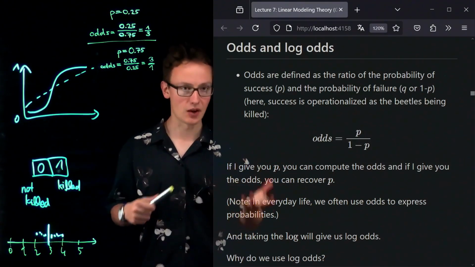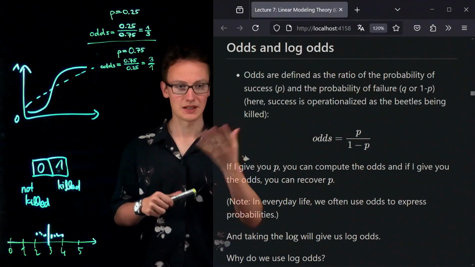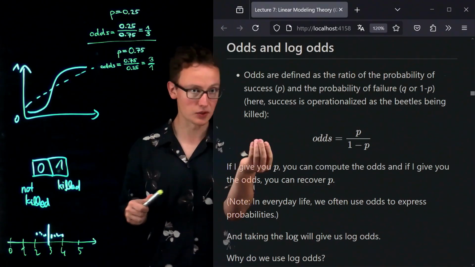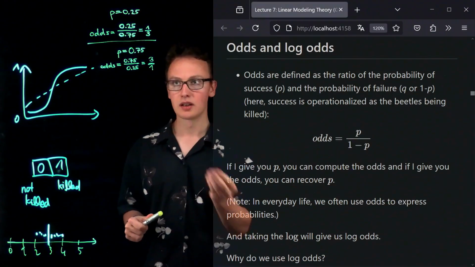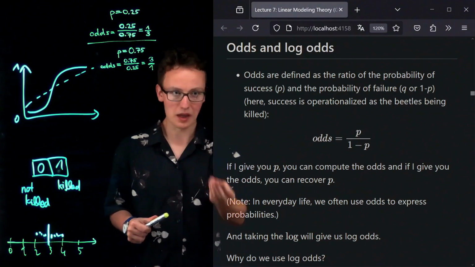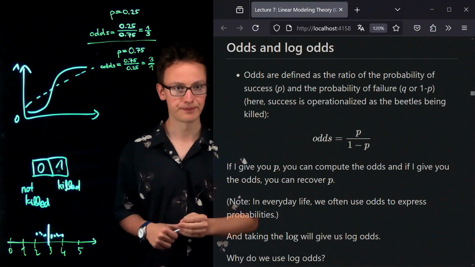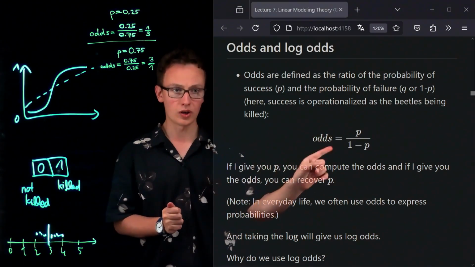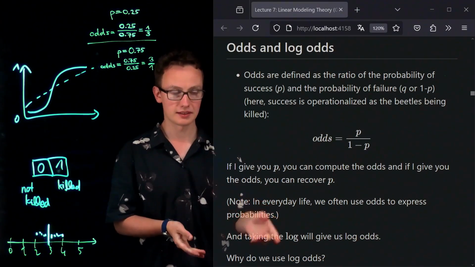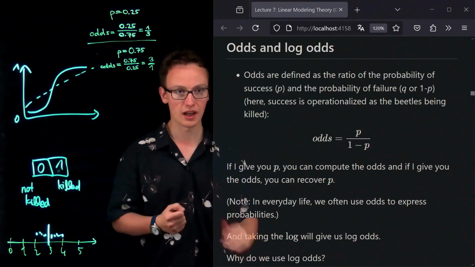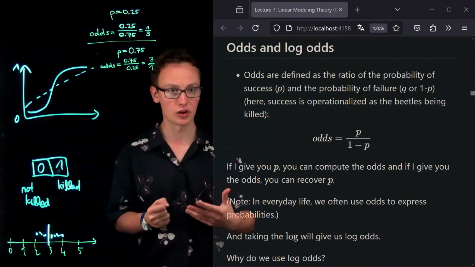That's how you can basically think of odds intuitively, and there's always one unique odds value associated with a specific probability value. So it's a different way to express a probability, on a different kind of scale. That's what the odds are, and as a next step, we can take the logarithm of the odds, and that will give us the so-called log odds.